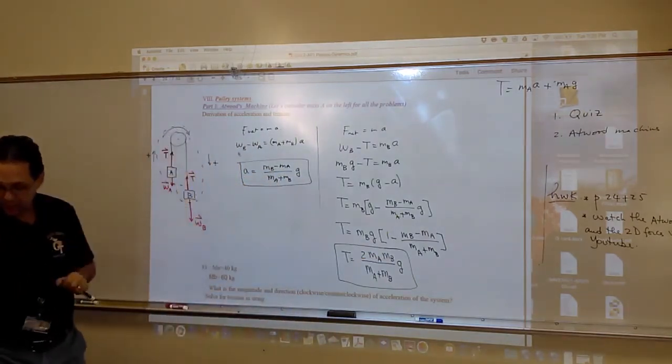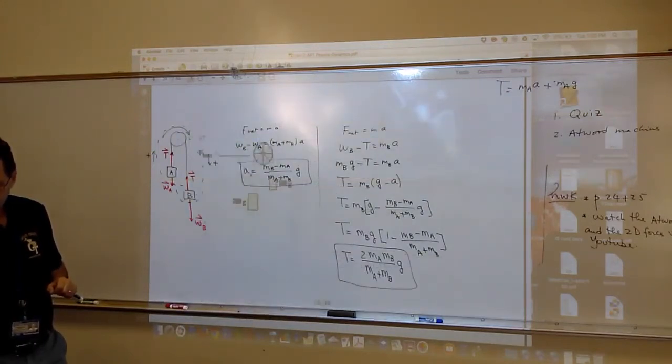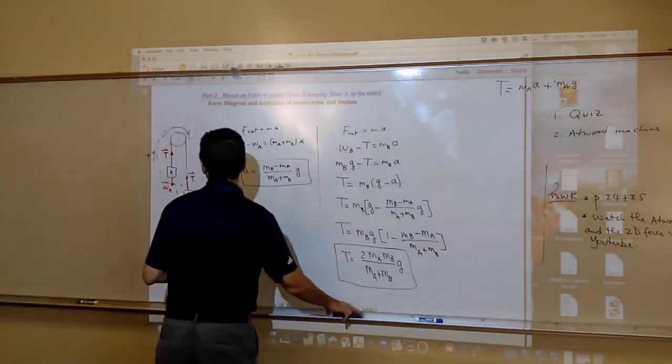Okay, so let's take a look at an Atwood machine on a flat surface. What we call that is a modified Atwood machine.